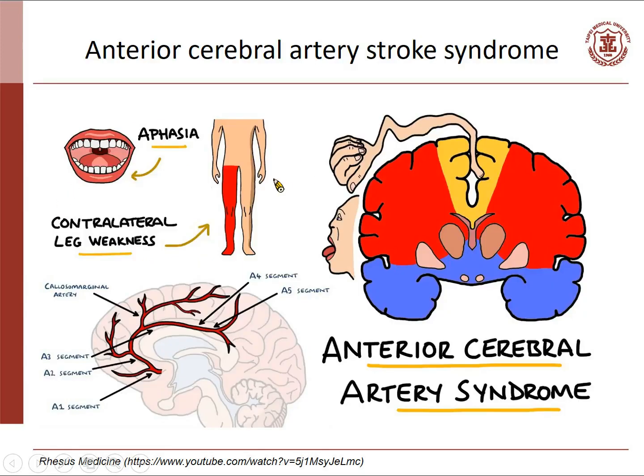For the anterior cerebral artery, it supplies the middle of the brain. We can see that this may cause leg weakness much more than arm weakness, and sometimes it can cause a speech problem as well.